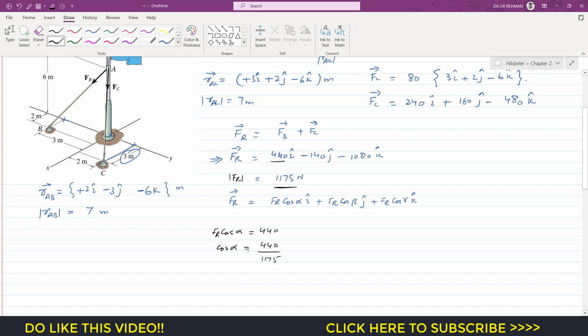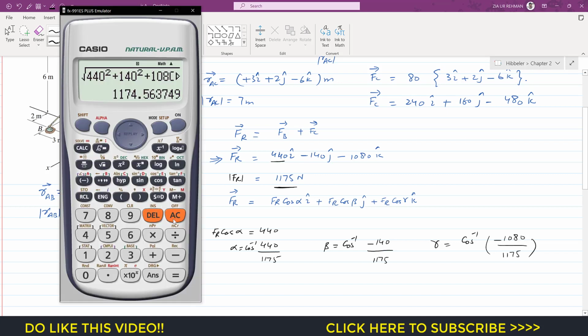And if you want to find alpha, then we have to consider cos inverse, right? So alpha will be equal to cos inverse of this ratio. Similarly we can write beta, if we compare this and this, so beta will be equal to cos inverse of minus 140 divided by this magnitude, so this is 1175. And similarly gamma will be equal to cos inverse of minus 1080 divided by its magnitude, which is 1175. So we can find it using a calculator.